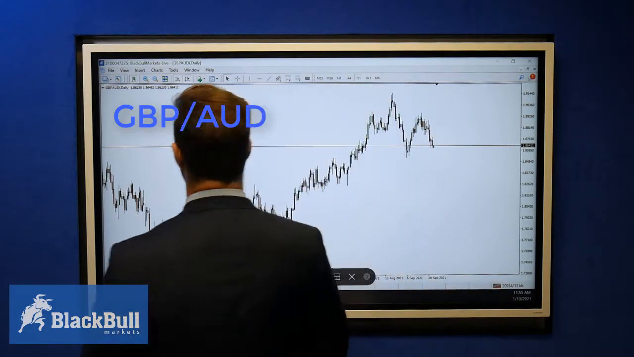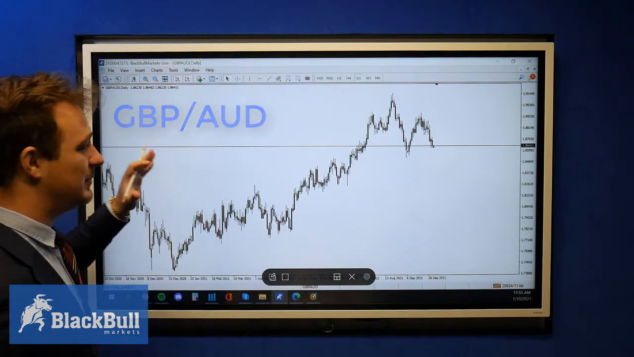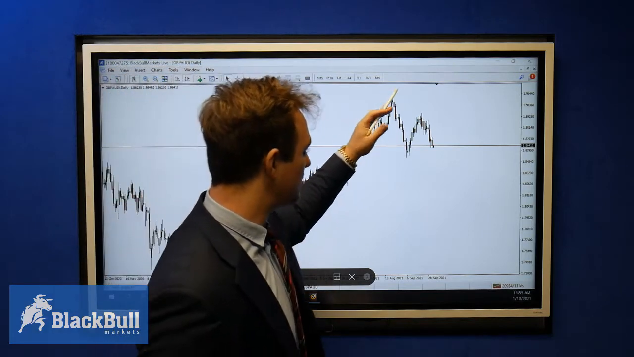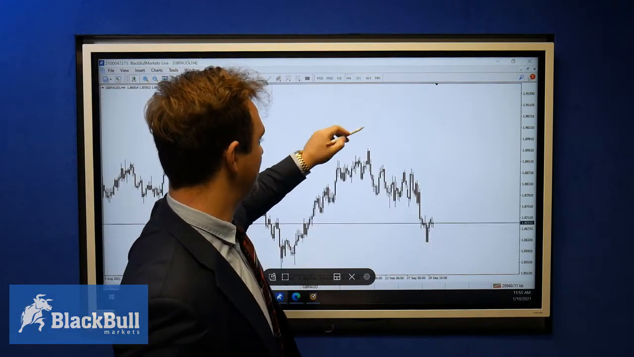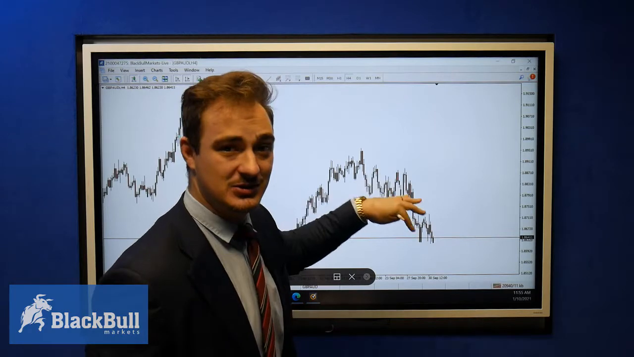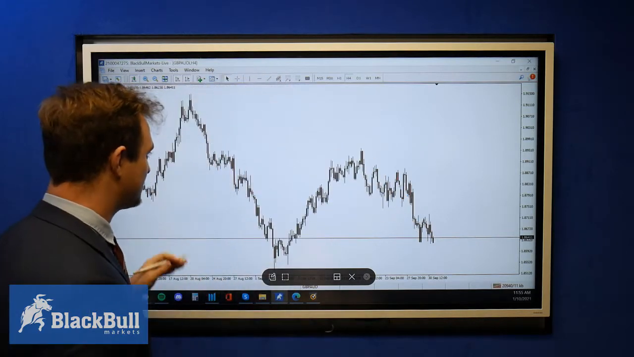Bit of a nice in-depth analysis behind me. We've got here the GBP AUD. Now we have seen a nice sort of drop to the downside. If we look here on the 4-hourly time frame, we can see we really started to look to enter into a nice downwards trend. We saw a beautiful rejection.